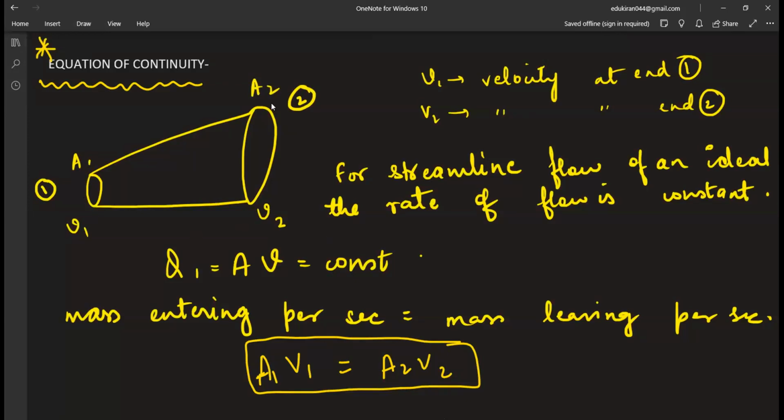A into V is equal to A into V, whether the ends are irregular or regular. Write it down. Regular also we'll see as a special case, but all that we'll discuss in Bernoulli's.